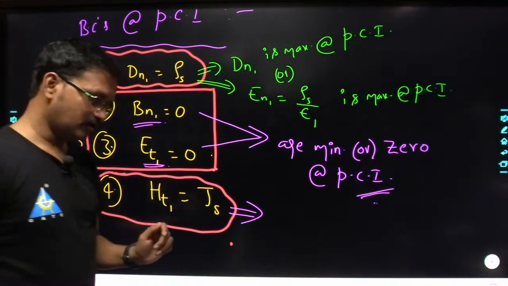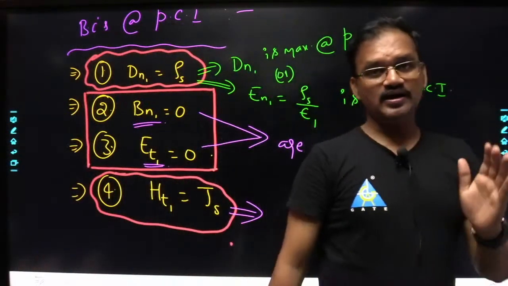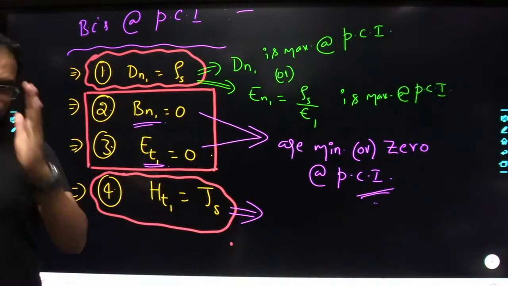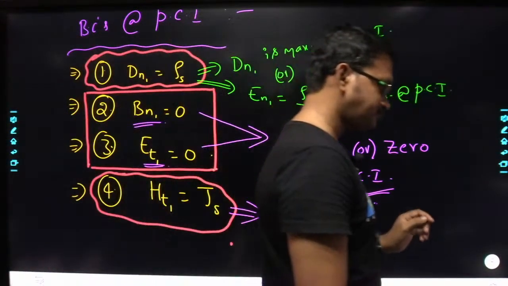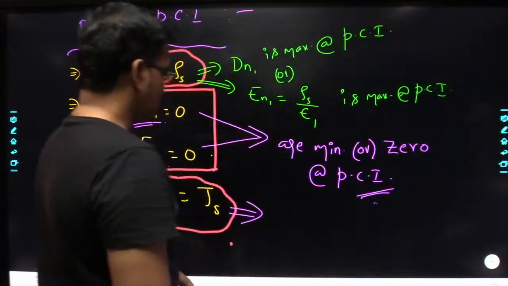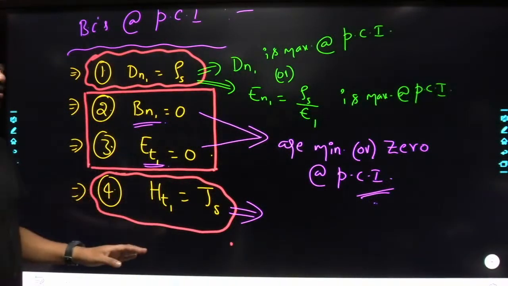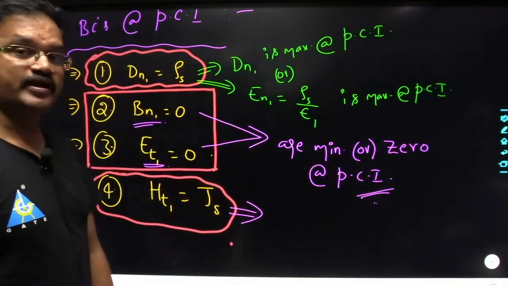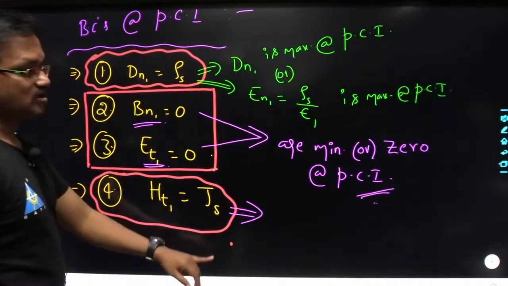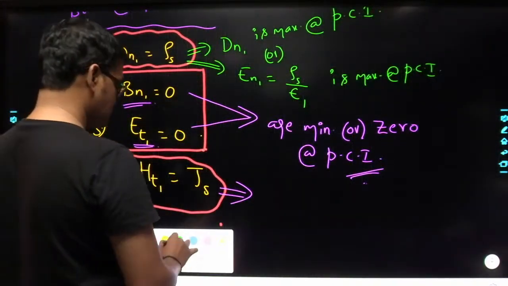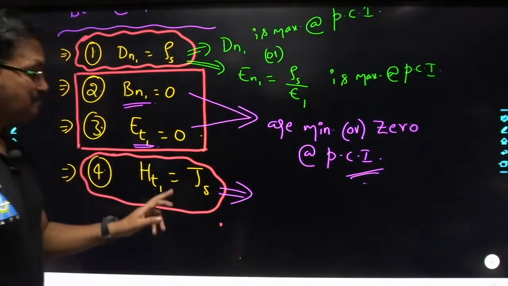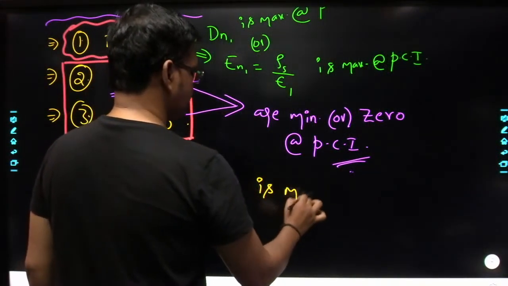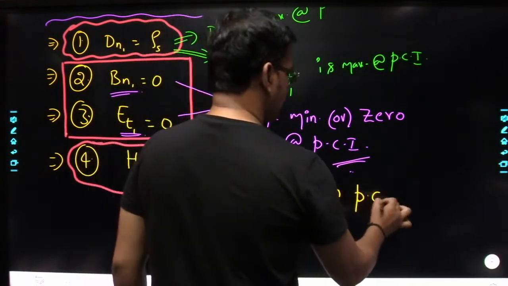Whenever you are writing the boundary conditions, you have to keep in mind that you are writing those conditions exactly at the interface. So what is actually happening exactly at the interface? That's what you have to keep in mind, right? So Bn1 is equal to 0, Et1 is equal to 0. That means these normal and tangential components are becoming minimum or 0 at the perfect conducting interface. This tangential component is equal to Js, which means it is maximum at the perfect conducting interface.